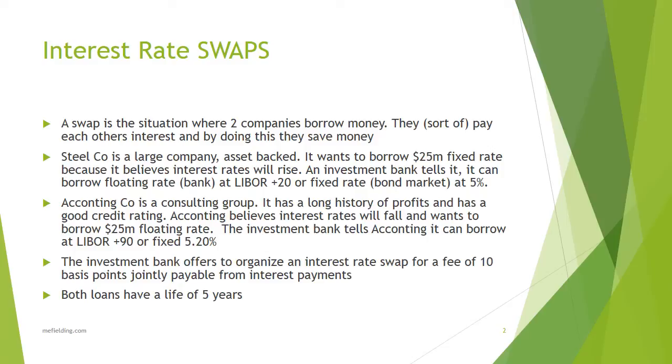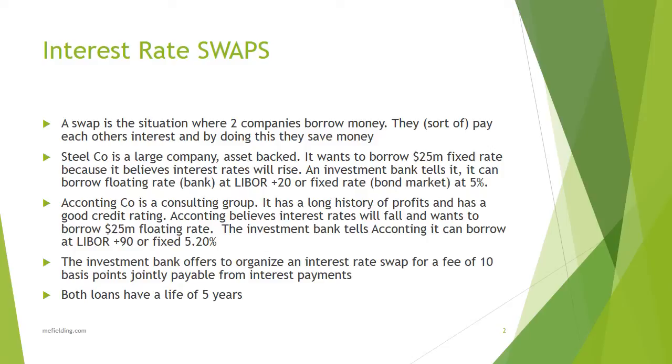What we're going to do, therefore, is go through a little example. The example will show you how the swap works. So we've got two businesses here, one of which is called Steel Company, and one of which is called Accounting. Accounting was originally a spelling mistake, but it stuck with me all the way through the example. So Steel Company is a large company. Notice there that it's asset-backed. It wants to borrow $25 million fixed rate because it believes that interest rates will rise. And an investment bank tells it it can borrow floating rate at LIBOR plus 20 or fixed rate at 5%.